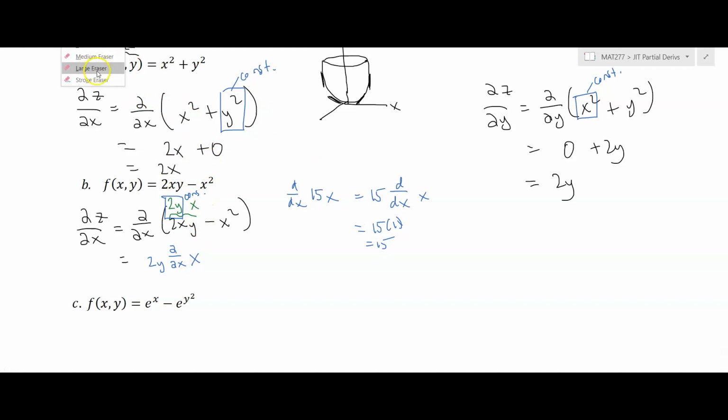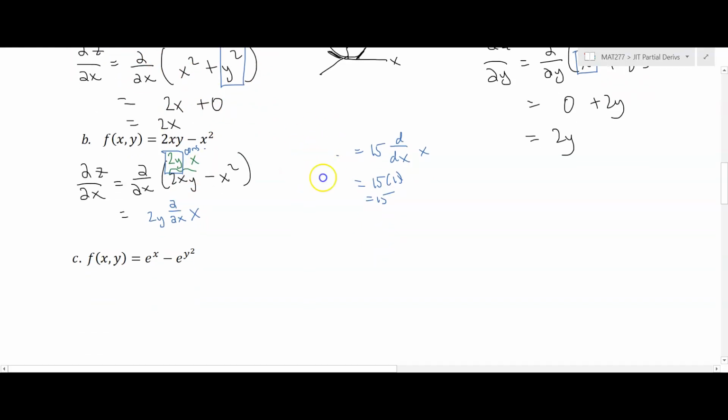So now we need to complete the derivative of the second term. I'm just distributing this derivative operator in. The derivative of x squared is... the derivative of x is 1. So 2y times 1 is 2y, minus the derivative of x squared, which is 2x, and there's our final answer.